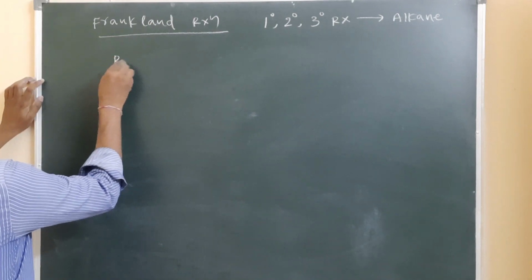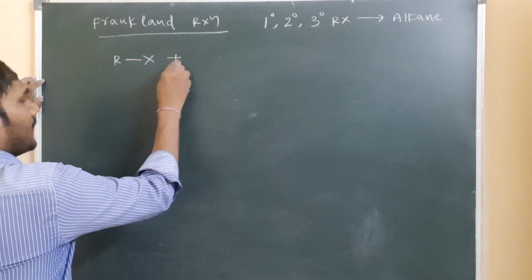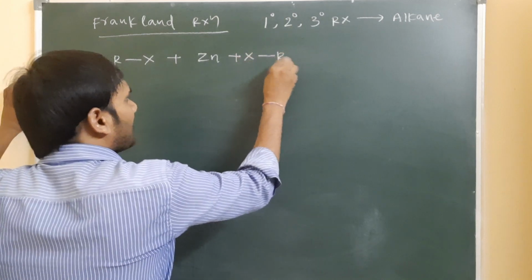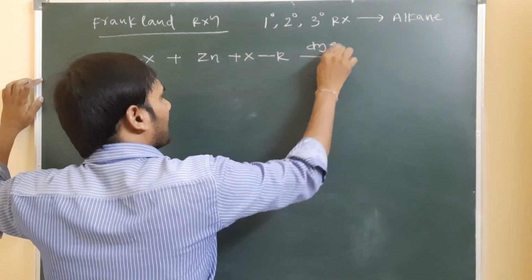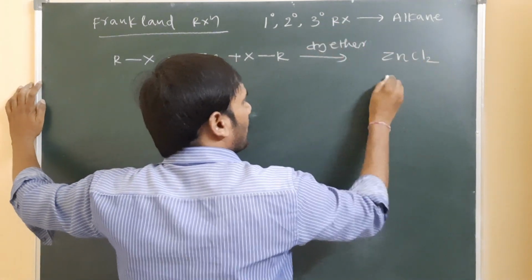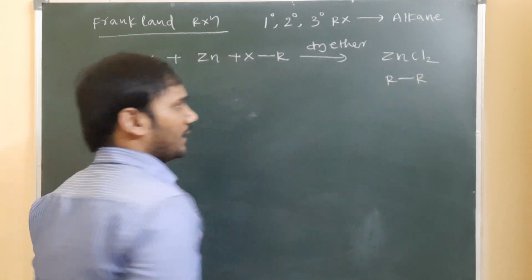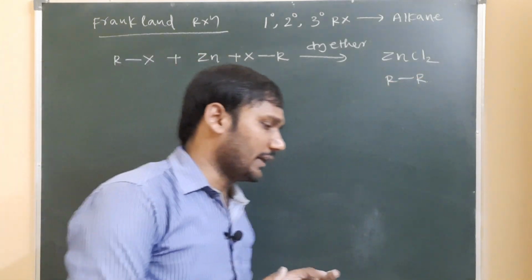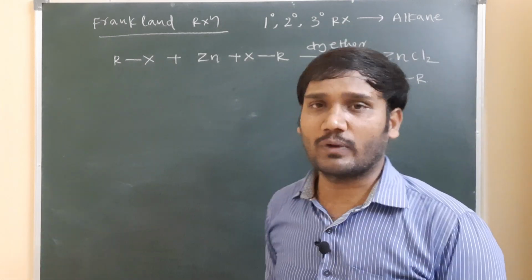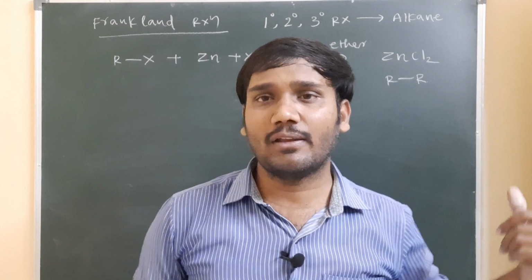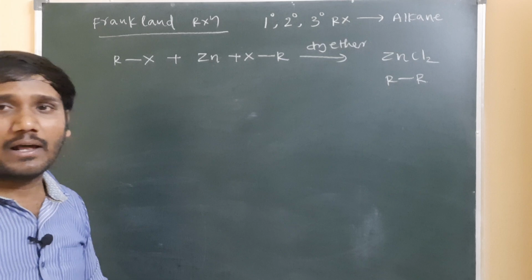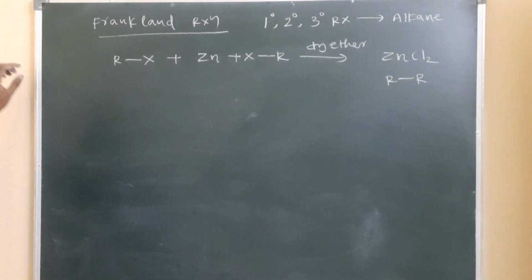So what is the Frankland reaction? Same as the Wurtz reaction, but the metal atom is zinc and it is done in the presence of dry ether. We get zinc chloride and alkanes. Same as we discussed in the Wurtz reaction, when you take 2 different alkyl halides, a mixture of 3 products forms. The same way here also, a mixture forms when we take 2 different alkyl halides. So this is the Frankland reaction.